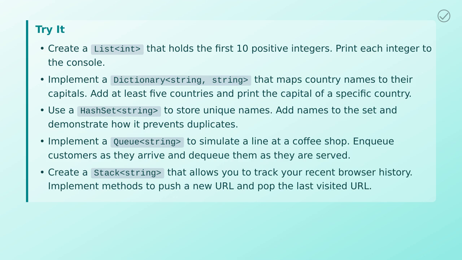Also, use a HashSet to store unique names. Add names to the set and demonstrate how it prevents duplicates. Also, implement a queue to simulate a line at a coffee shop. Enqueue customers as they arrive and dequeue them as they're served. Finally, create a stack that allows you to track your recent browser history. Implement methods to push a new URL and pop the last visited URL.